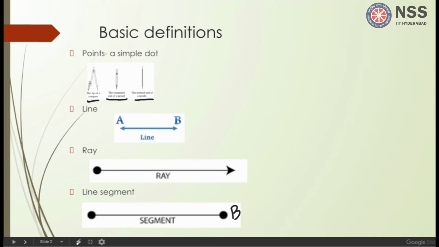Points. What is a point? A point is a simple dot. By a sharp tip of the pencil, mark a dot on the paper. The sharper the tip, the thinner will be the dot. The almost invisible tiny dot will give you an idea of a point. A point determines location. The tip of the compass, the sharpened end of the pencil, the pointed end of the needle are a few examples of dots. Points are represented with capital letters, read as point A.